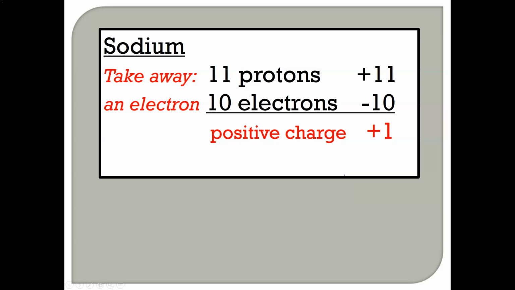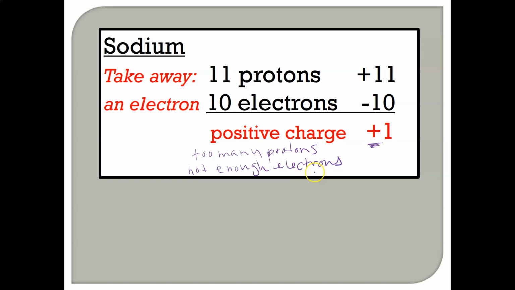But what happens if I take away an electron? I get rid of one of them. Now I have 11 positive from my protons, but now I only have a negative 10 from the electrons. So you can see that if I take away an electron, I end up with a positive charge, meaning I have too many protons and not enough electrons.